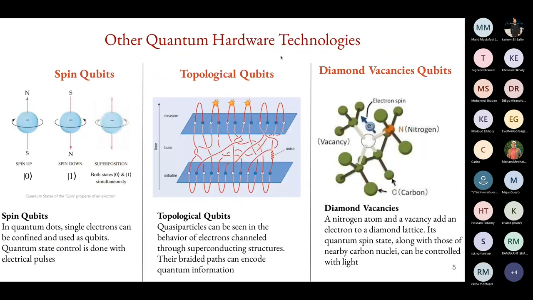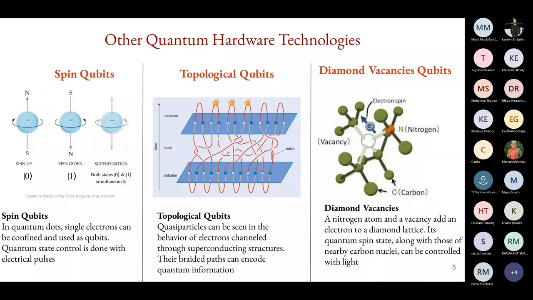Other technologies, which are mostly used under research in universities but not really in industry, are the spin qubits. So basically the orientation of the spin of the electron would determine the state. If it's up, then it's state zero. If it's down, then it's one. And if it is spinning in the middle, then it would be zero and one, not simultaneously, but rather in a superposition state of zero and one. Other technologies which theoretically are promising, but still have many engineering challenges to overcome, are the topological qubits and the diamond vacancies qubits. These are also technologies under investigation, but there is still a long way to go.